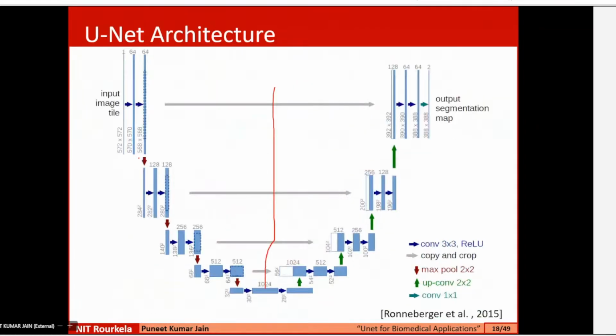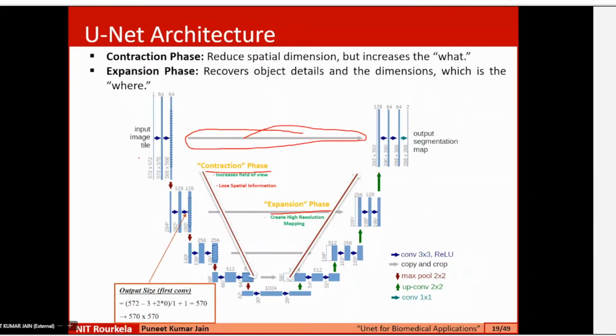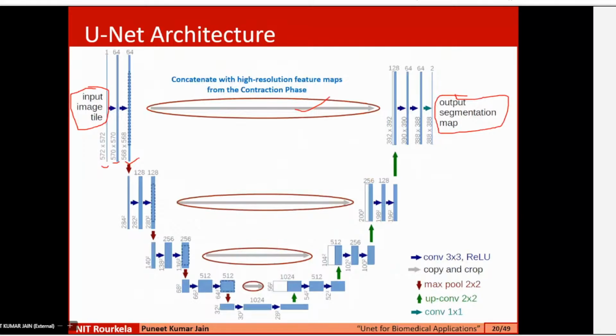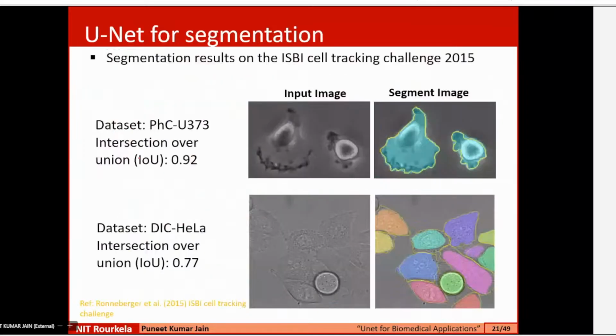In fact, Ronneberger produced this UNet model for the first time for a biomedical application only. Here is the example where Ronneberger used the UNet model for the ISBI cell tracking challenge 2015. You can observe that this is the input image and how beautifully the UNet model is segmenting the image.